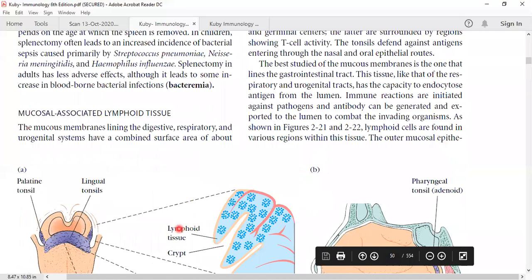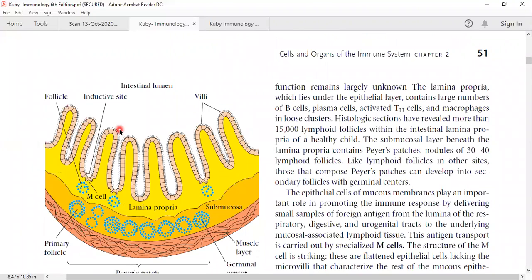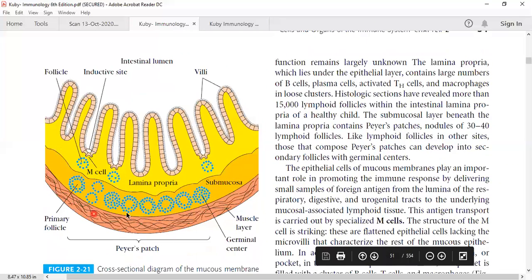Now, what are Peyer's patches and how are they organized? As I told you, Peyer's patches are patch-like structures present over our digestive tract. So the digestive tract, or intestine, has Peyer's patches. These are called Peyer's patches.